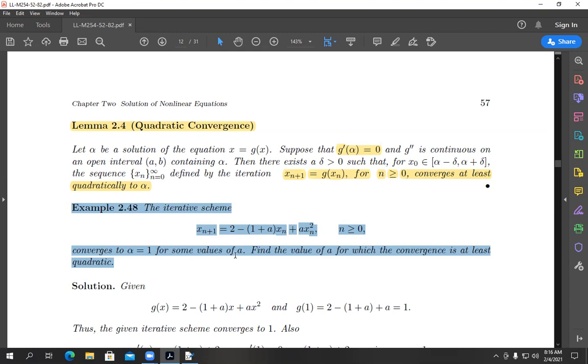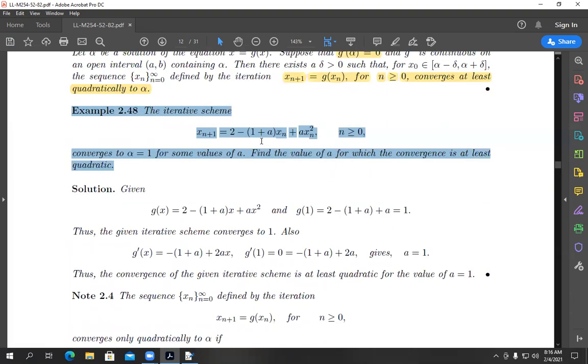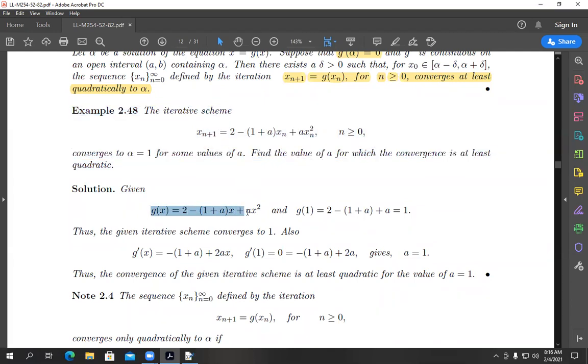for some value of a. The question is: find the value of a for which the convergence is at least quadratic. That means, what is the value of a when this method converges at least quadratically? So what is the at least quadratic condition? I already gave you: the at least quadratic condition means g dash alpha is equal to 0. So what is your g given? The right hand side of x_{n+1}. So this is your g.